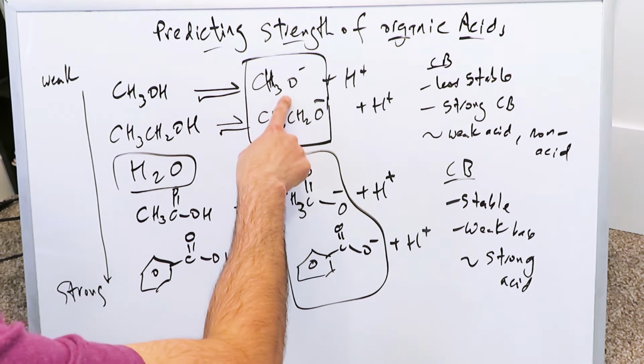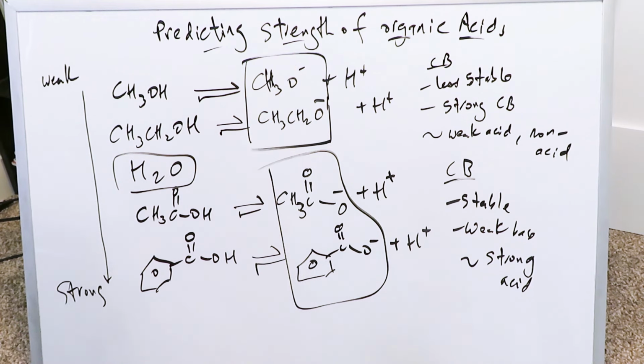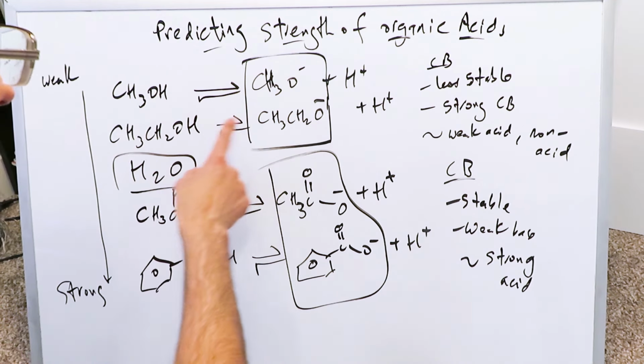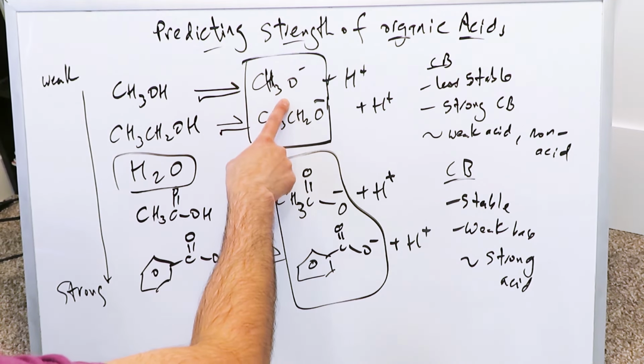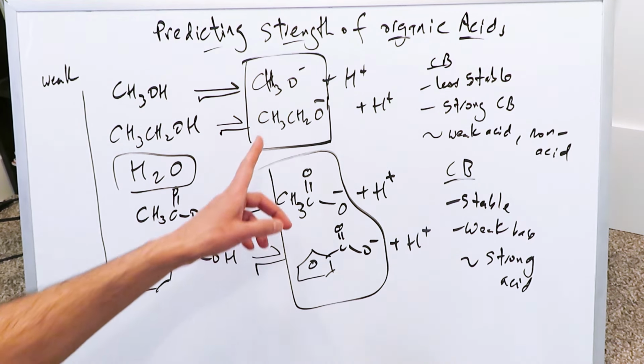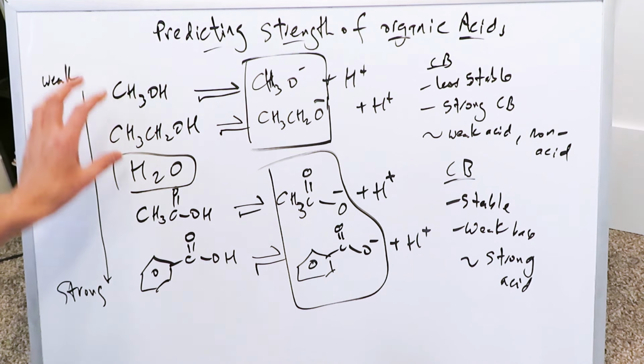If the conjugate base is not stable but it's a strong base, which these are, think about bases as something wanting to accept a proton. These really want to accept that proton and go back over here. If your conjugate bases are less stable because of that negative charge on the oxygen, but they are strong conjugate bases, they're coming from compounds which are weak acids, or they may not be acids at all.